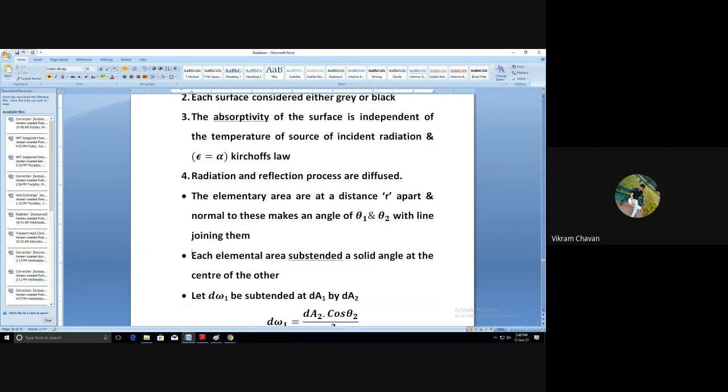Next point, each elemental area subtended a solid angle at the center of the other.